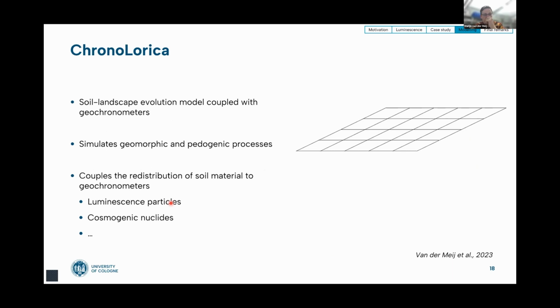So for this, I used the soil landscape evolution model called Chronolorica, which we developed last year. This model simulates soil evolution processes like bioturbation, but also different erosion processes, and couples these processes to the redistribution of geochronometers, where you can think about the luminescence particle that we talked about as well. So we simulate the mixing of digital soil material, and together with that, we also look at how the soil properties and the luminescence and the other age information change with these processes.